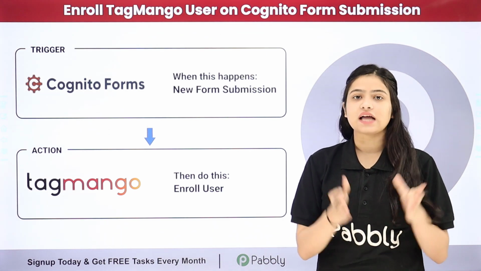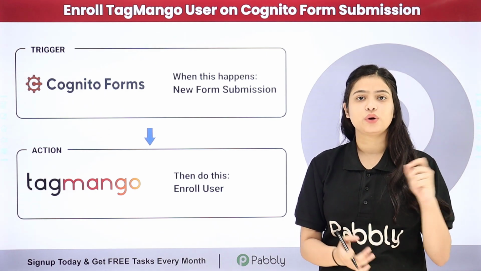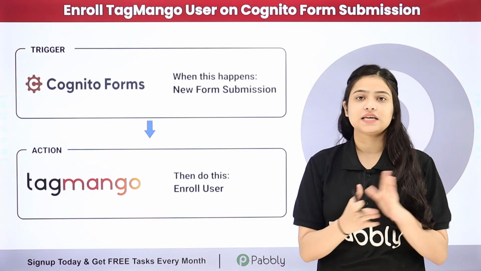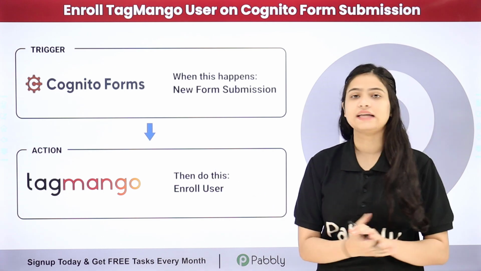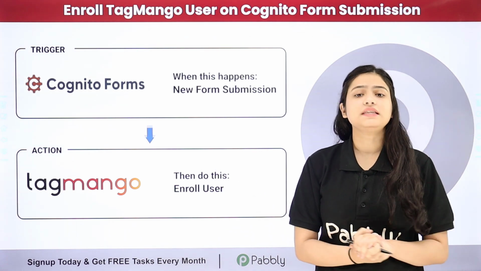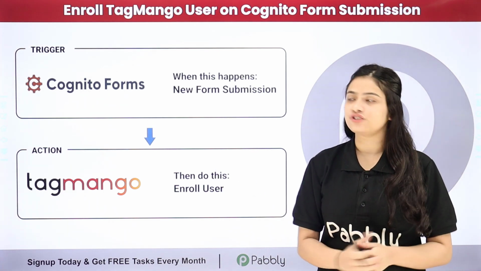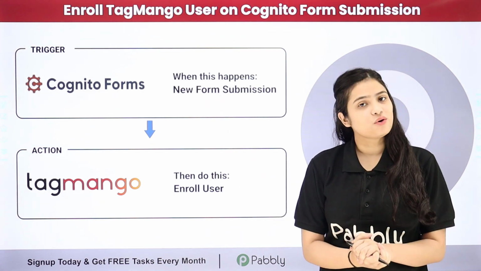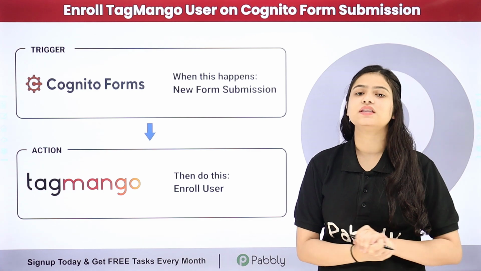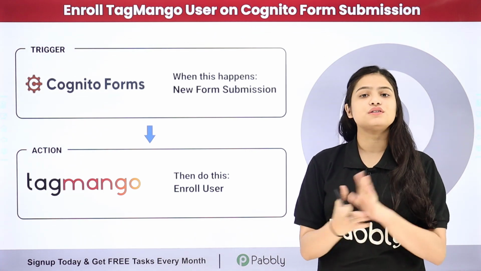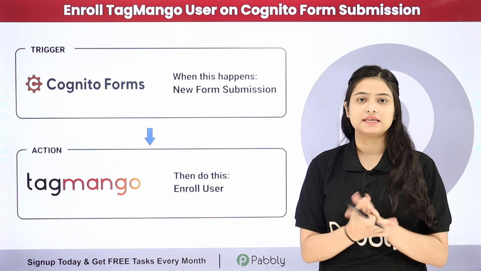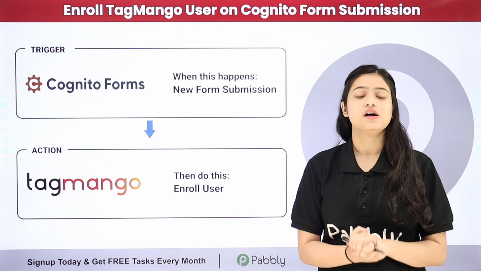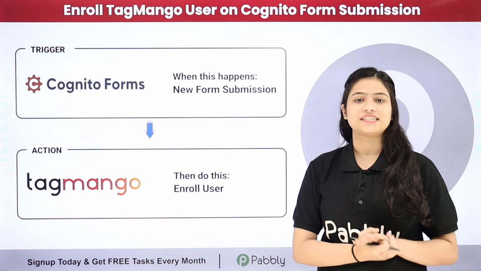Now my objective is that as soon as an interested student submits this form for registering themselves in the course, automatically that same student should be enrolled as a user in TagMango. Now, to automate this entire process, I will have to set up the connection between Cognito Forms and TagMango, and that we are going to do without any coding and any programming skills, simply with the help of Pabbly Connect. So if you also want to learn this amazing automation step by step for your business, and you want to know how this automation is actually going to work, for that let me take you all towards my screen.